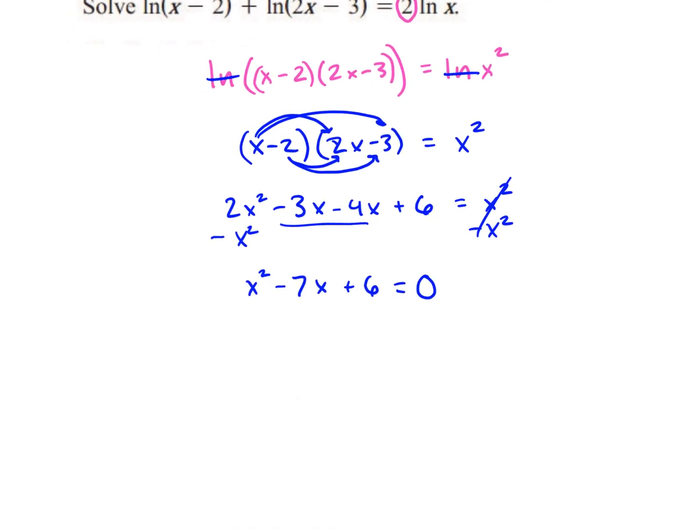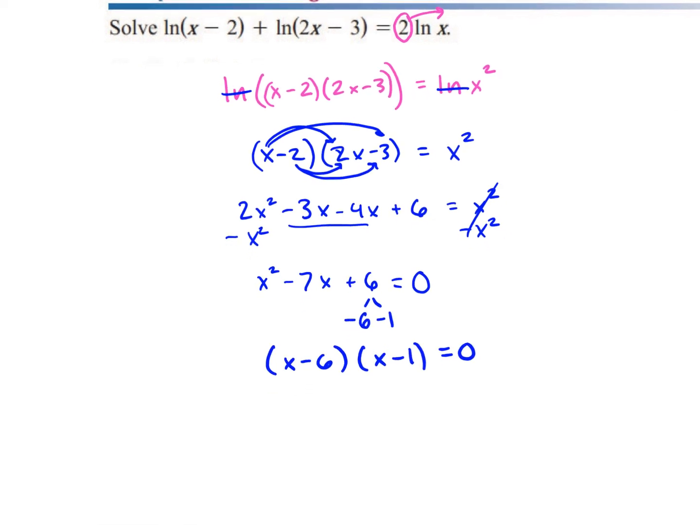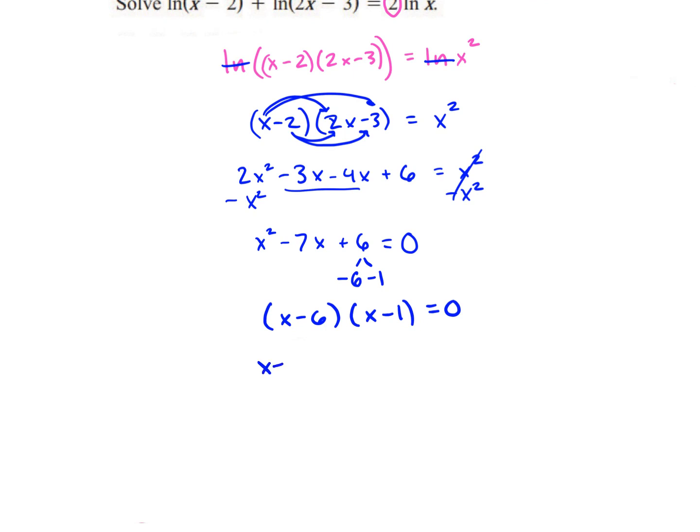Then what can I do to solve? Factor. So what are two factors of 6 that add to negative 7? Negative 6 and negative 1. So x minus 6, x minus 1 is equal to 0. Solve the same way I would before. So x minus 6 is equal to 0. X minus 1 is equal to 0. So x is equal to 6 and x is equal to 1.